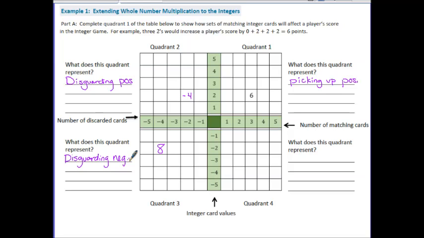In quadrant 4, I am going to pick up negative cards. Let's say, for example, I pick up 5 cards where each of the values are -4. I am picking up a -4, so my score goes down 4 points. Then if I pick up another -4, it would go down 8 points. Another -4 would go down 12 points. Another -4 would go down 16 points. And finally, the 5th -4 I pick up, it will have gone down 20 points. So this quadrant represents picking up negative cards.